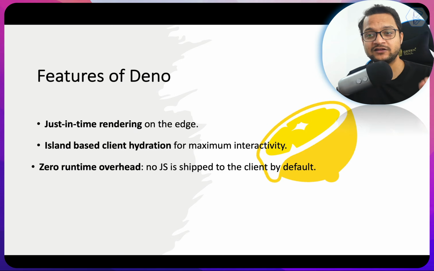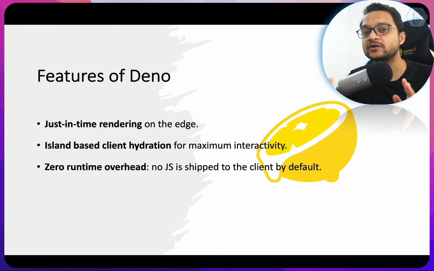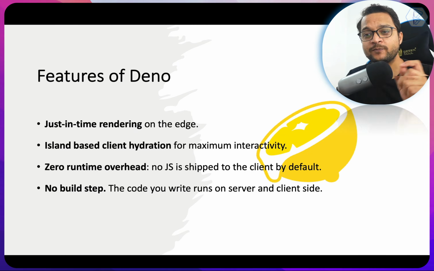Now it has zero runtime overhead. No JavaScript shipped to the client by default. As I said, there is no JavaScript shipped. It's a huge win. Why? Because web page speed reduces because of the heavy JavaScript we need to ship to the client. So that's really a win.